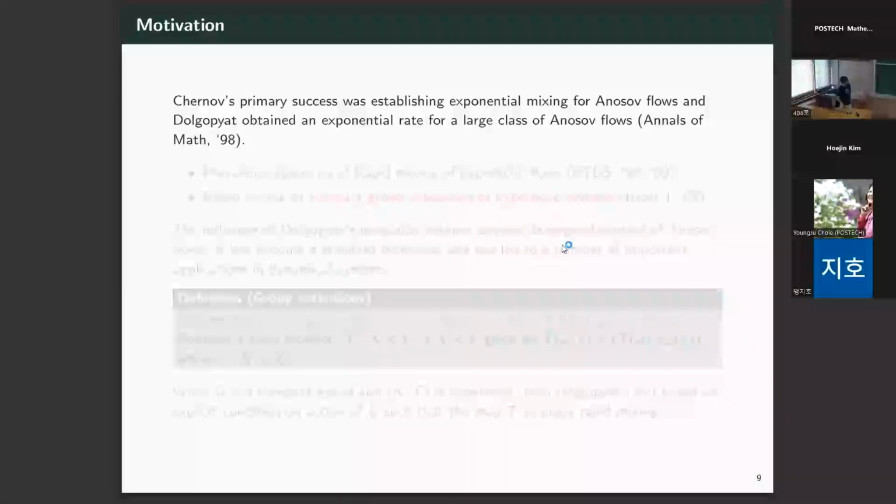In the hyperbolic flow, actually I need to explain what a hyperbolic flow is.